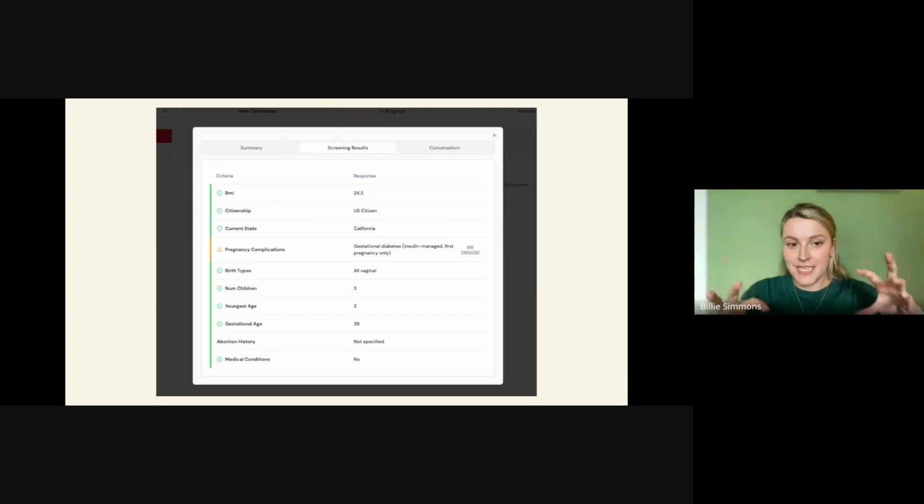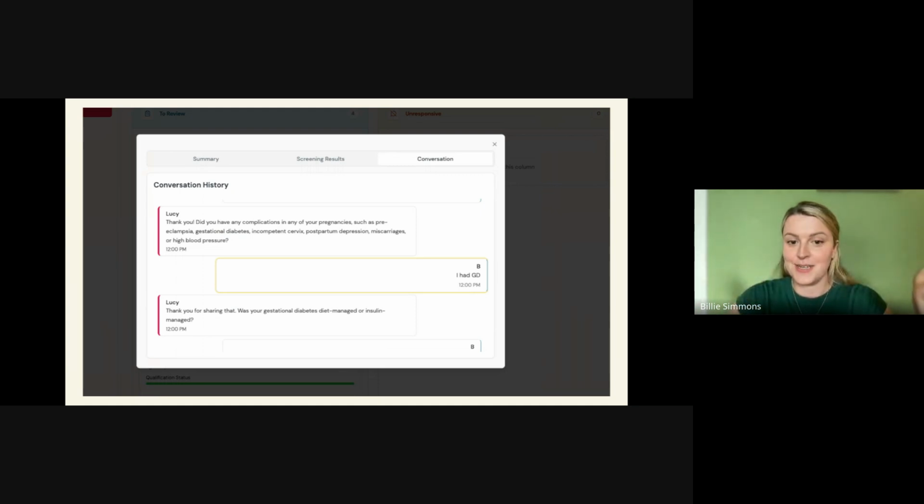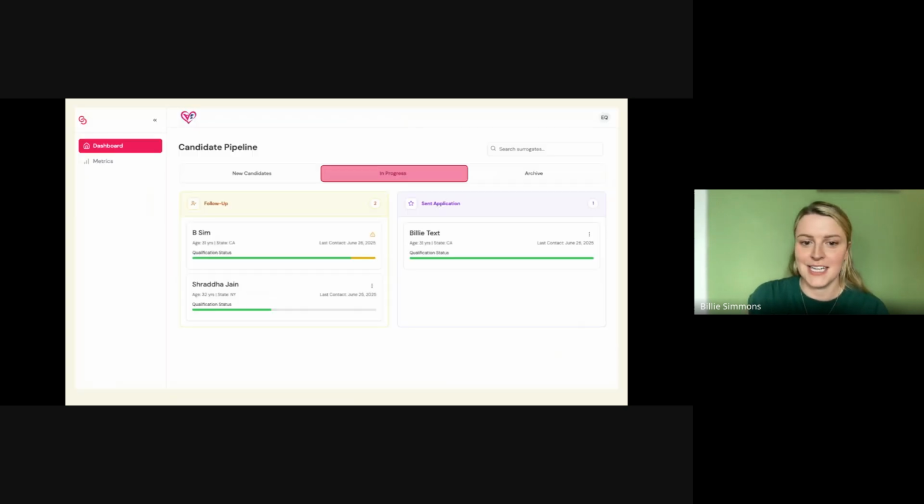You can go in more deeply into the screening results. You can see that checklist that you'll set with us when you're onboarding with us. So, the BMI, number of children, what the youngest age of the child is. You can see here abortion history was not asked. We've got a yellow flag here for gestational diabetes with some information, but I can mouse over and click see transcript, and then you can go to the full transcript and see exactly what was said. So you get all of that detail, and you can see if you think that it will be an issue or if it's going to be fine. The full transcript is available. And yeah, onto the next slide.